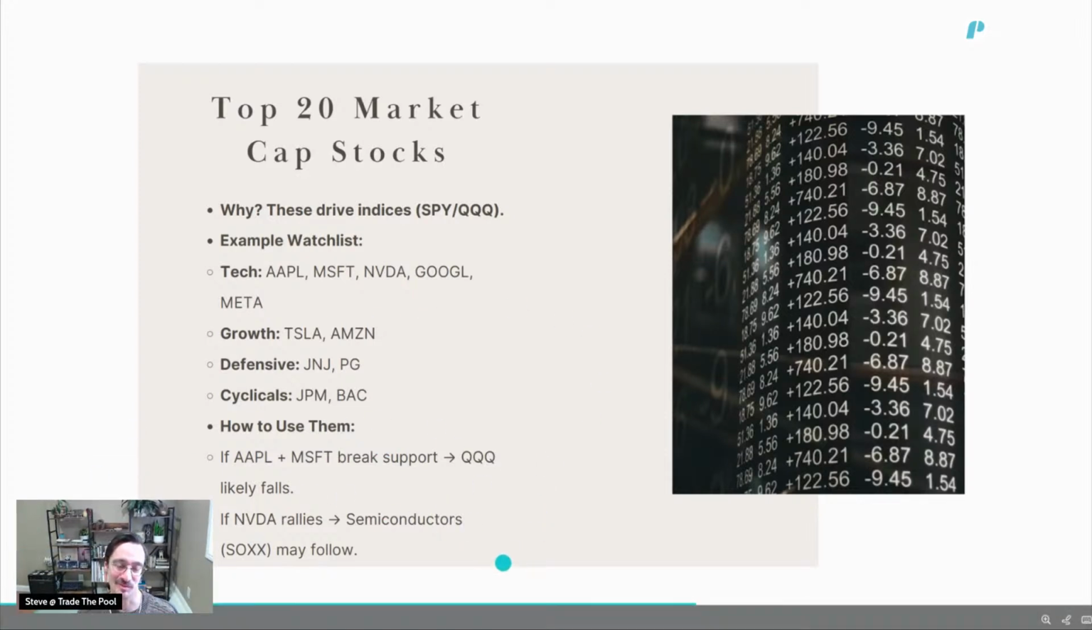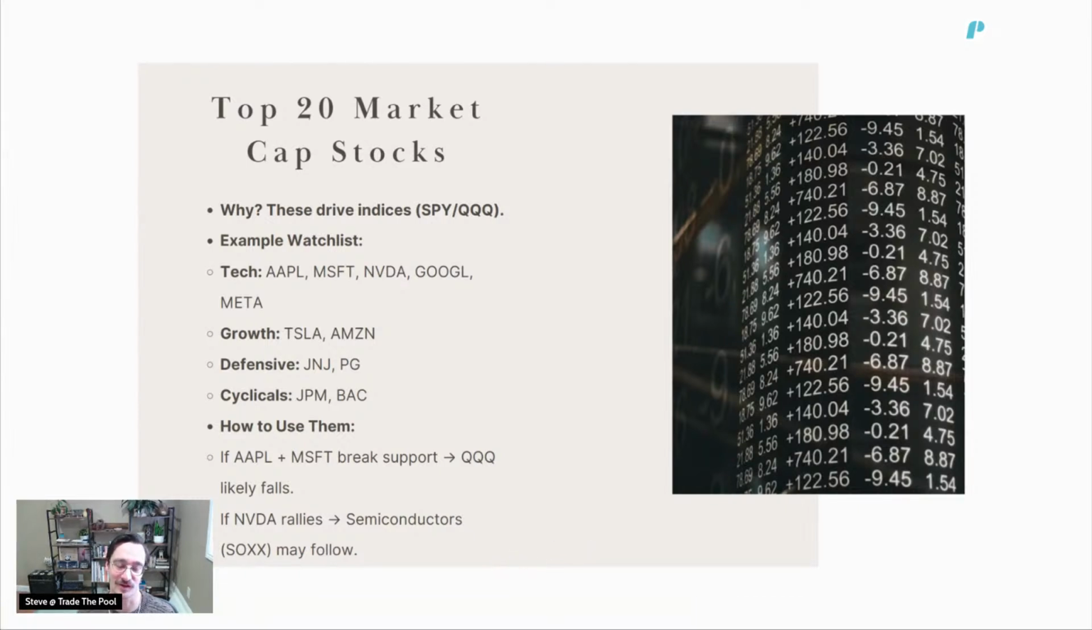So how we can use them, I've been mentioning some ways, but if Apple and Microsoft, or maybe Amazon, because Microsoft's been pretty weak lately, break support, then we can infer that Qs are likely going to follow. Often these levels of support on indices and major stocks will align with each other for good reason. They're very, very interlinked. And so, like I said earlier, you can use the directionality in these big names to help trade the indices. So you don't have to worry, oh man, I'm missing this move in Apple, because you can use that to bolster your trade and get yourself a little cushion.